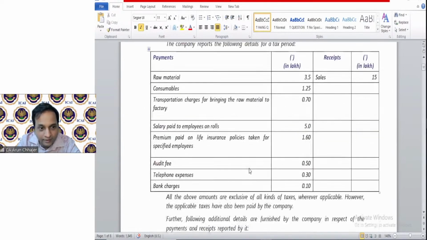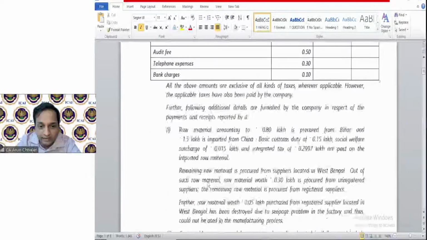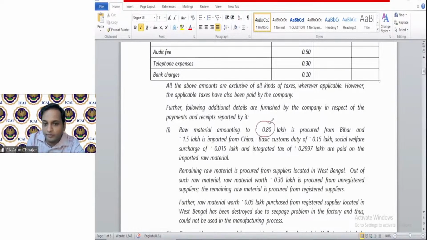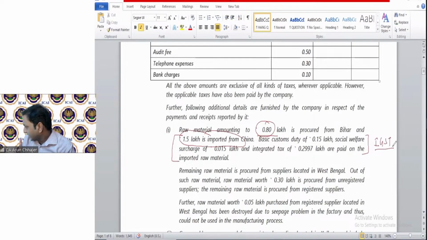Now, give me the answer. Only one answer. The rest is okay. 0.80 lakh procured from a registered party, that is from Bihar. That is okay. So if I have purchased goods from China, can you please calculate and tell me how much would be the IGST on import of goods? How much is the IGST on import of goods?